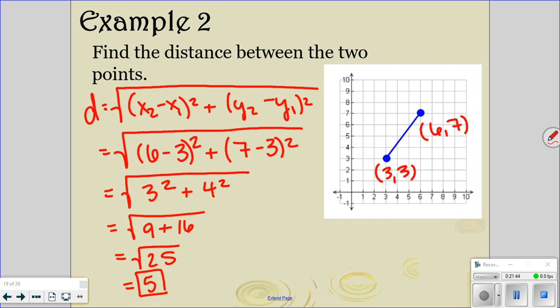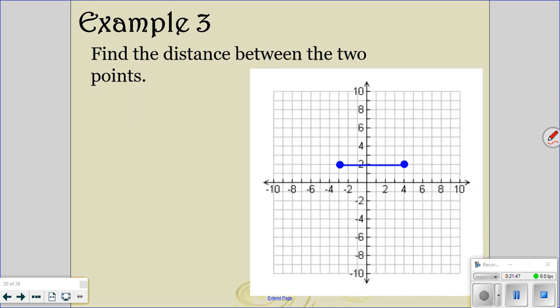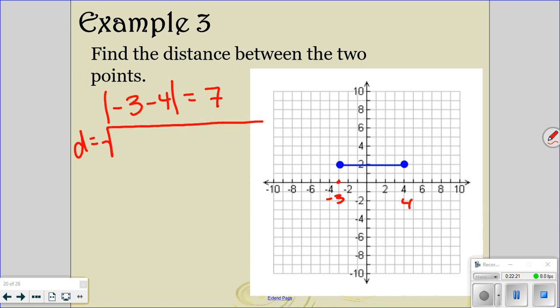Okay, let's look at another example. We want to find the distance between the 2 points. Is the distance formula actually necessary on this problem? No, because we can just count over because it's a horizontal line, or if it had been a vertical line, we could do the same thing. So we can count, or we could just say this is -3 and this is 4, and the absolute value of -3 minus 4 is 7. So you could do it either way, but I'm going to show you, just in case you didn't notice, for your distance formula.